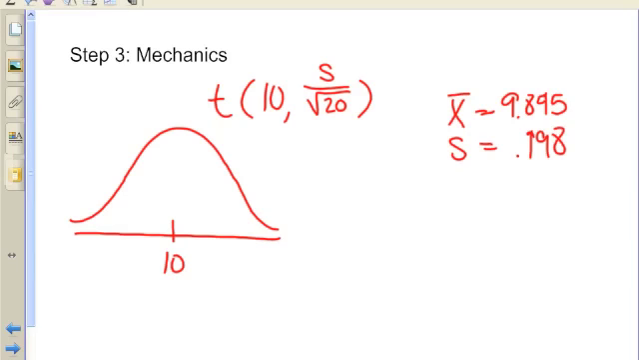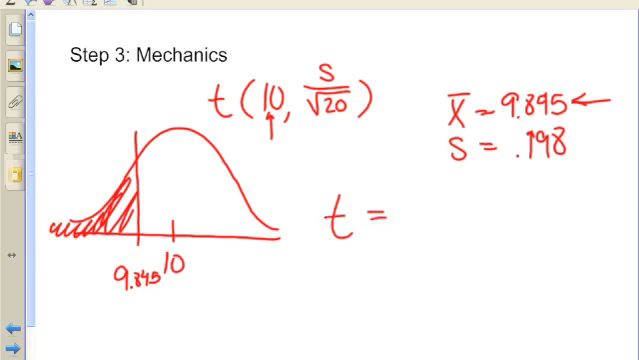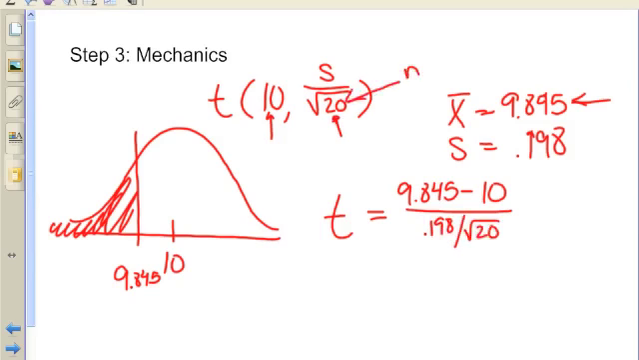So notice, we believe the mean should be 10 according to the normal model, but we didn't see 10. We saw 9.845. And I'm wondering what's the chance that it's that or lower. So I could find a t-score. It's like a z-score, but it's t. I do it the same way: 9.845 minus the mean of 10, divided by this SD, 0.198 over the square root of 20. Remember, 20 is my sample size, my n.